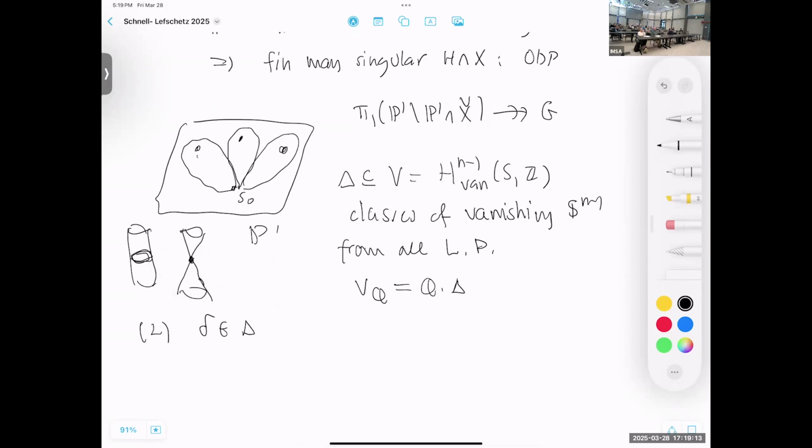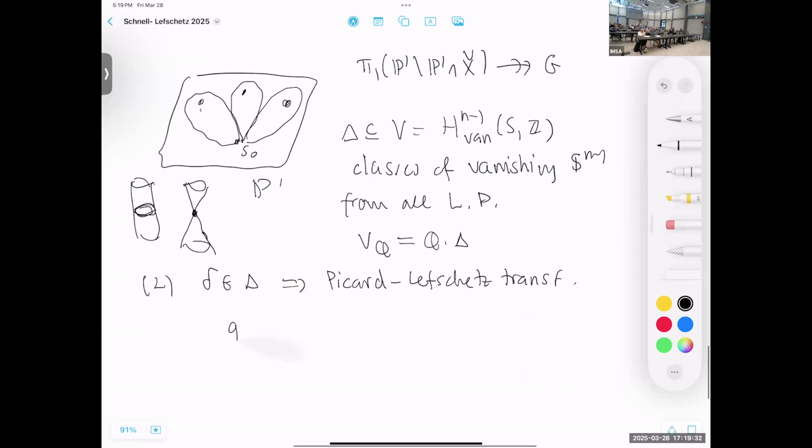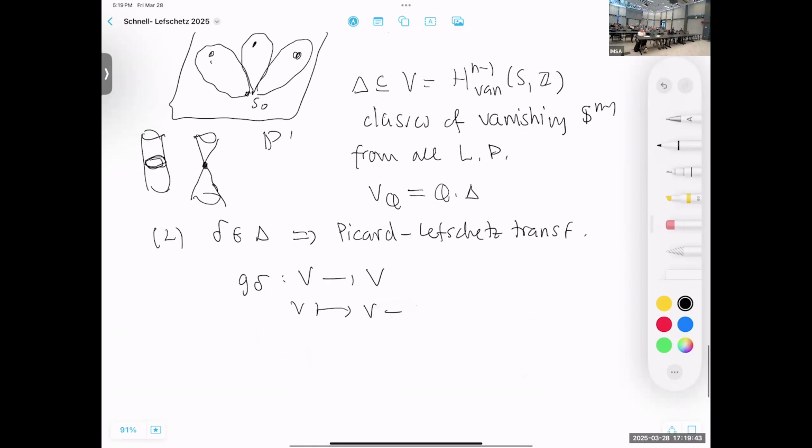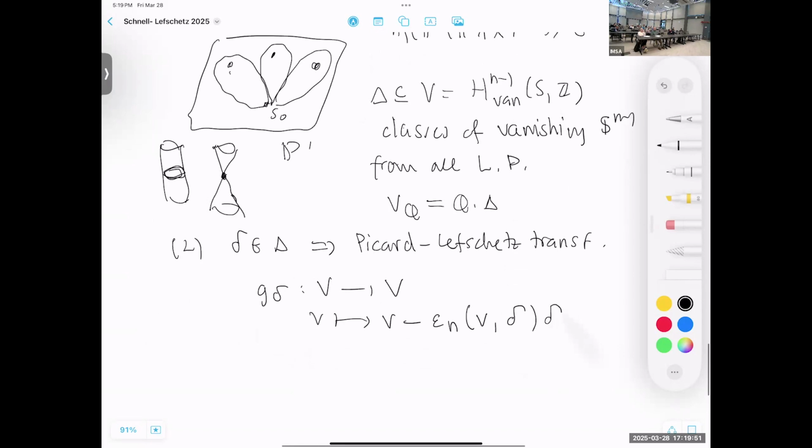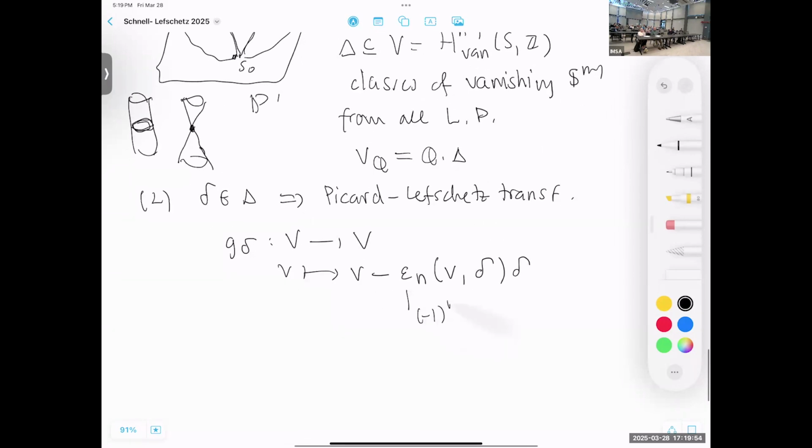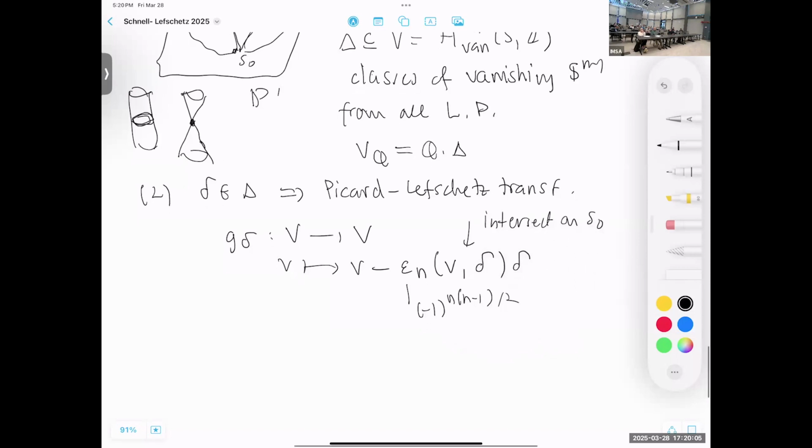Okay, and then locally, the way that these loops act on the cohomology by monodromy is given by the Picard-Lefschetz formula. So this one gives me a Picard-Lefschetz transformation on cohomology, which I'm going to call G sub delta. It goes from V to V, and it sends a class v to v plus epsilon times the intersection pairing of v with the vanishing cycle, times the class of the vanishing cycle. And epsilon is, I think, (-1) to the n times (n minus 1) over 2, and this is the intersection pairing. Okay, that's the formula.